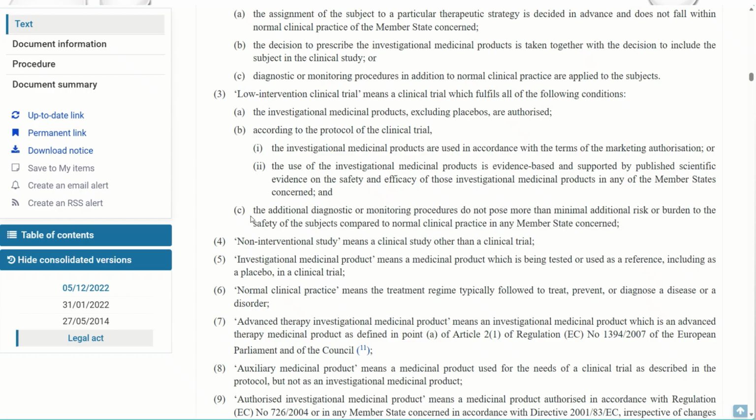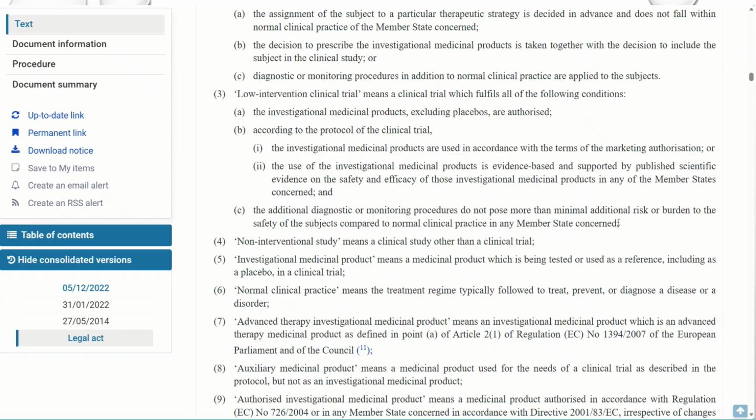And the third criterion, which must be fulfilled, is that any diagnostics or monitoring procedures. So, we talked about it in clinical trials that it's going to be additional to what's normal clinical practice. What they're stating is that it shouldn't be more than the minimum risk and burden to the safety of the subjects compared to normal clinical practice in member states concerned.